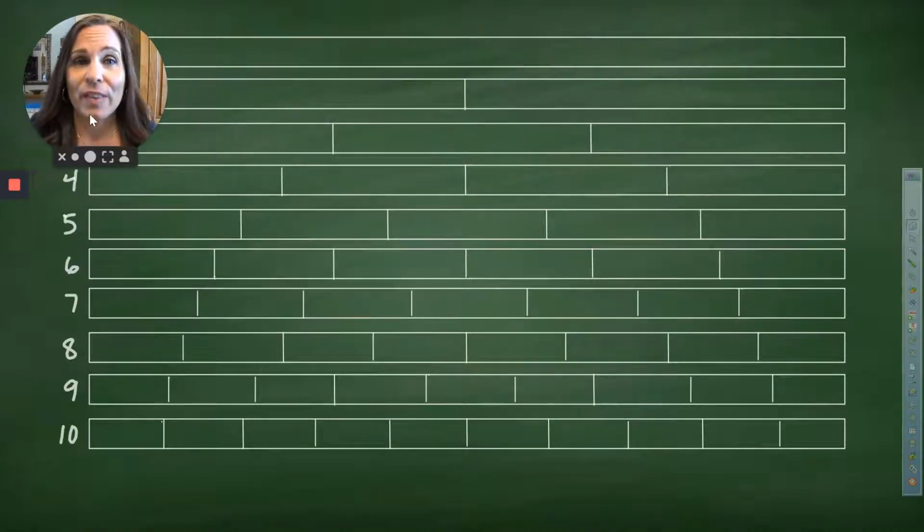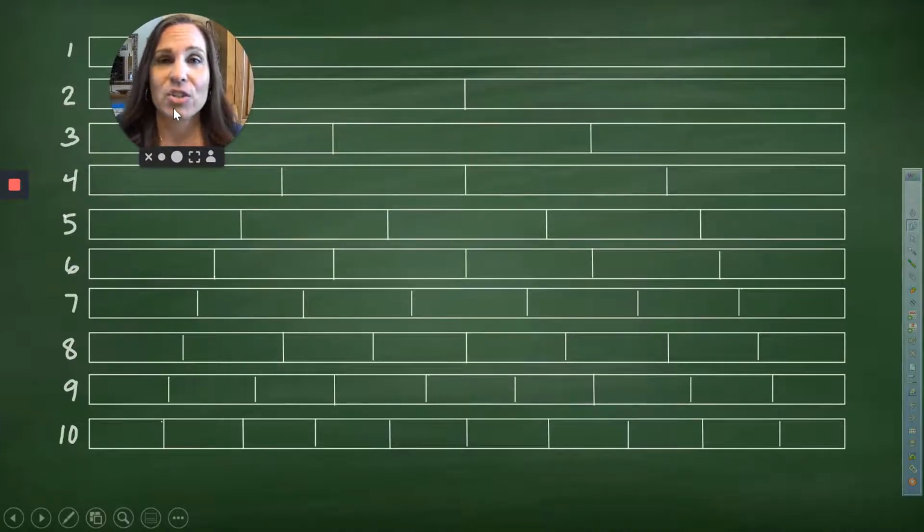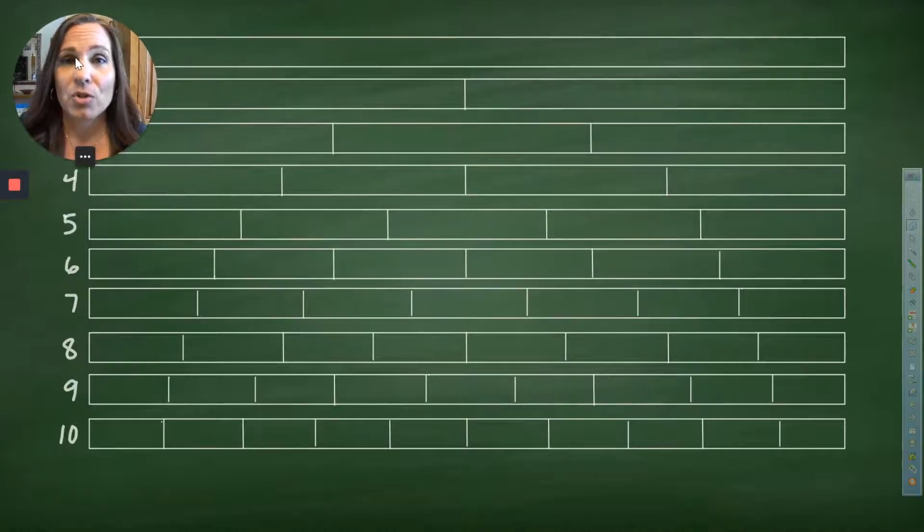And over here on the left, you can see the number of pieces that each strip has been broken into. So we go from no pieces, which is just one big piece really, down to 10 small, equally sized pieces. But I want you to look at the spots where we can cut these fraction strips in half. It doesn't happen on every strip, right?